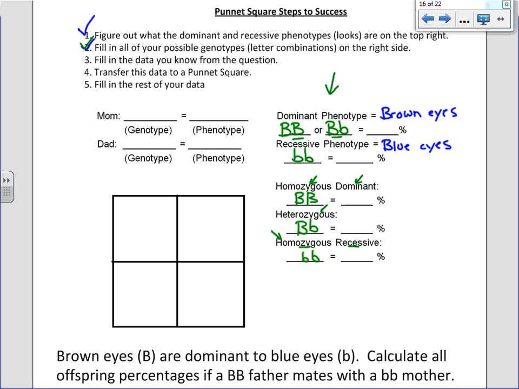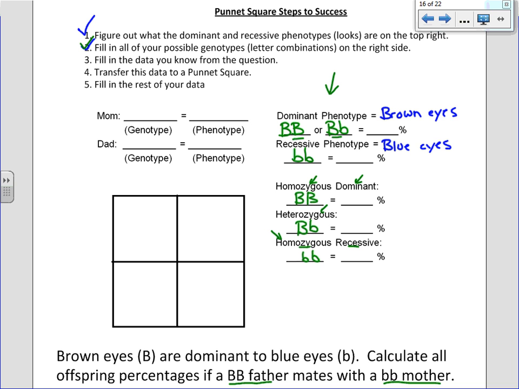Now, fill in the data that you know from the question. This is where you now have to read the question and start filling in what you know. Well, we know brown eyes are dominant to blue eyes, and we already figured that out. The information that's really important in the question has to do with what dad is and what mom is. All right, so what we're going to do is we're going to take the information about dad and mom and we're going to plug it in where it would be appropriate.